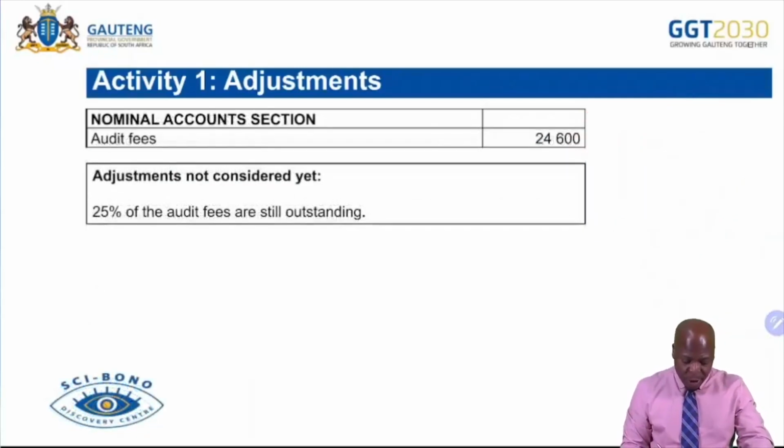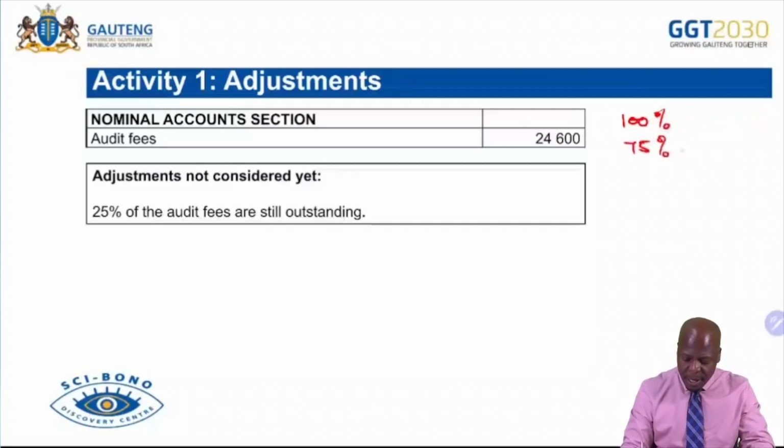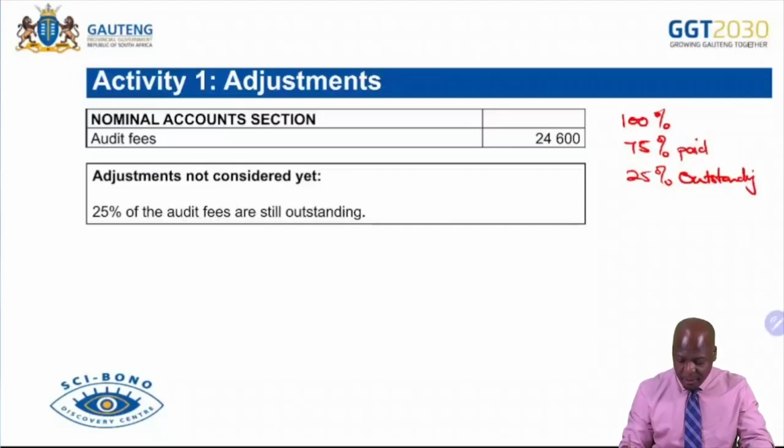The next adjustment says 25% of the audit fees is still outstanding. What does that mean? It means the audit fees that we were supposed to pay was 100%. However, we have paid 75%. This has been paid because we are told that 25% is outstanding. So what we are given, therefore, the 24.6 is what has been paid. So this becomes your 24.6.